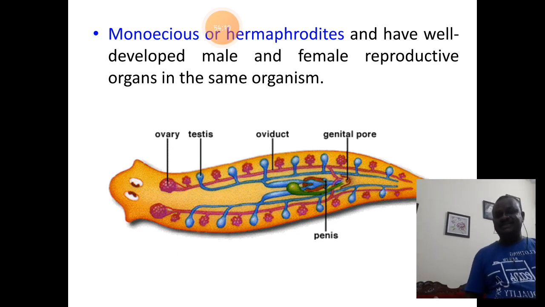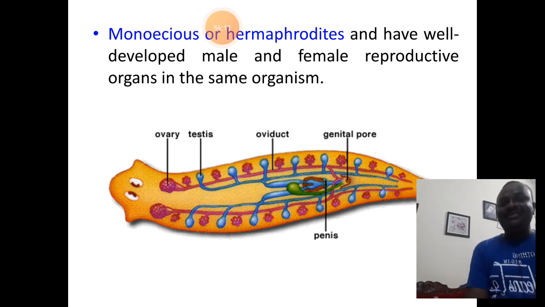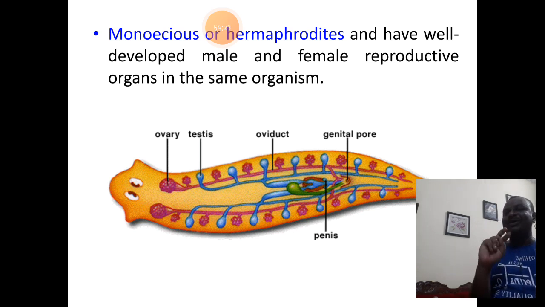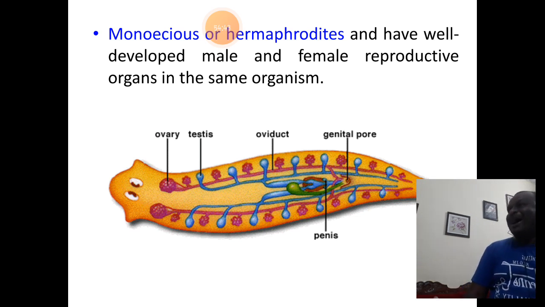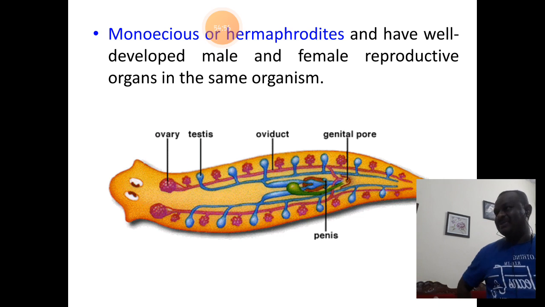Then coming on to the reproductive system. This is again a special feature related to flatworms. Students, remember the organisms of flatworms are said to be monoecious or hermaphrodites. Mono means single, oecious refers to home. So a single organism possesses both the male and female reproductive organs, or gonads. Such organisms are also called bisexual organisms or hermaphrodites. Hermaphrodites refers to organisms whose body possesses both male and female reproductive gonads.